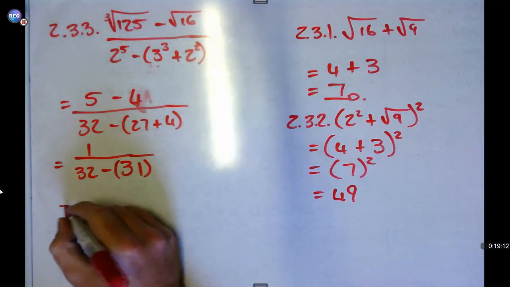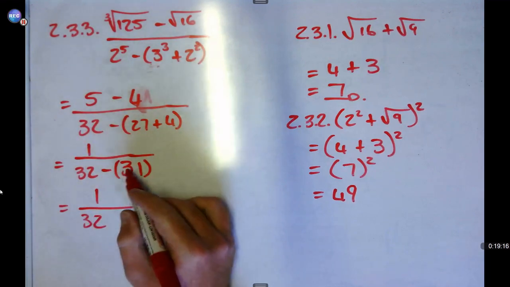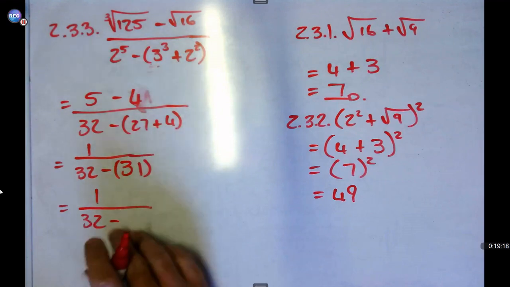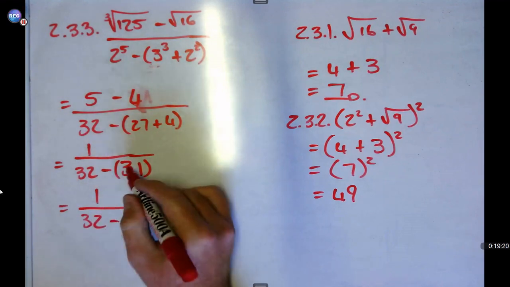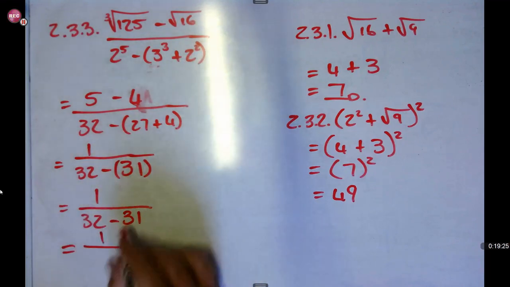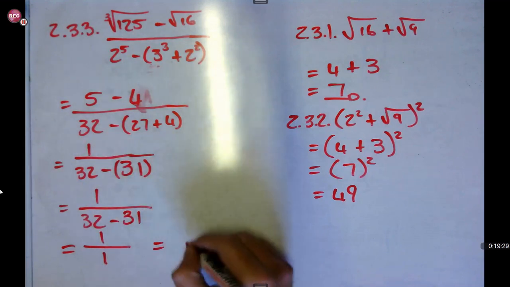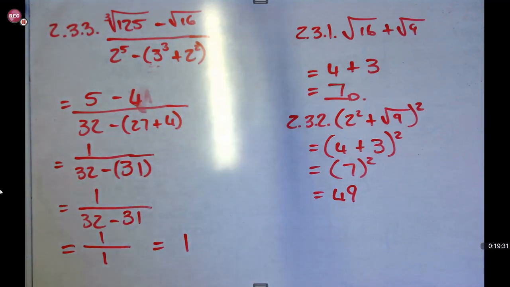Then, over here, we've got 32 minus 31. Because a negative times a positive is a negative. And what you'll get then is 1 over, and 32 minus 31 should give me 1. So my final answer should be 1 in this case. So there's your final answer.